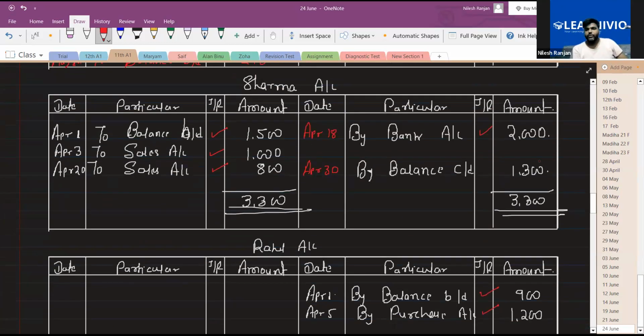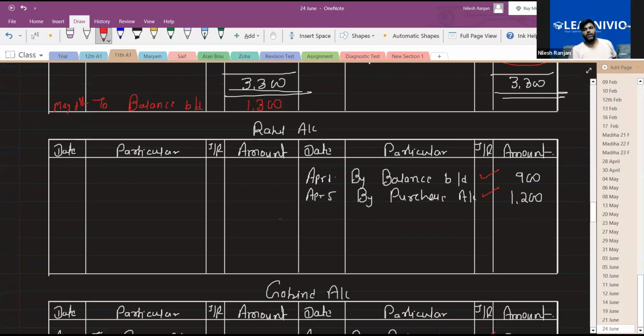In Sharma's account, we have already calculated the balance, 1,300. The total on the debit side is 3,300 and the total on the credit side is 2,000. So the difference is 1,300. This is the balance. It will be carried forward, May 1st to balance BD 1,300.